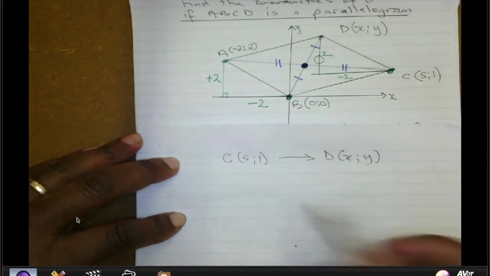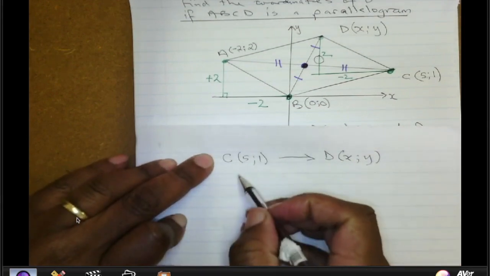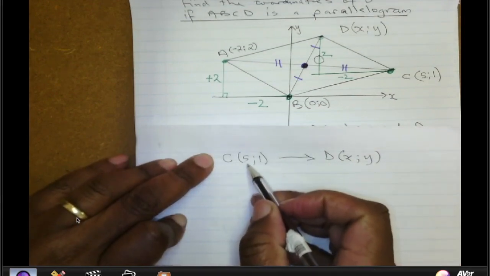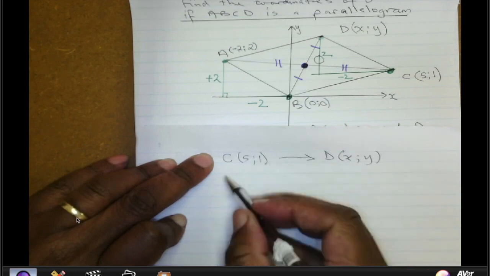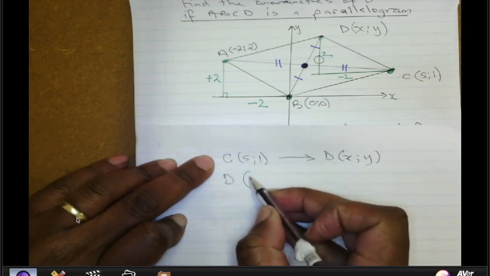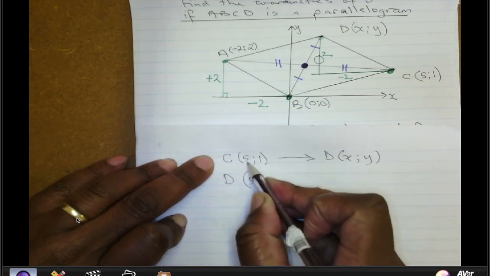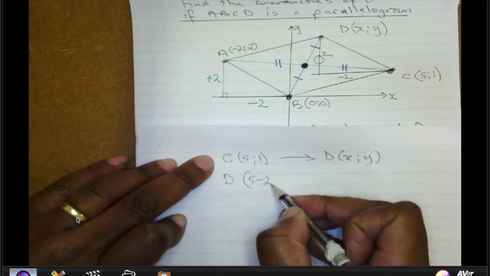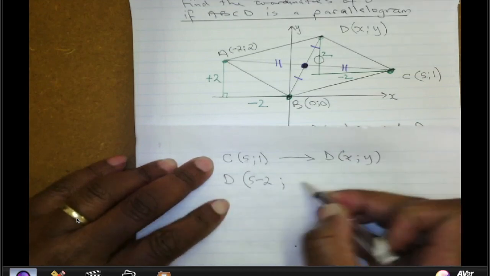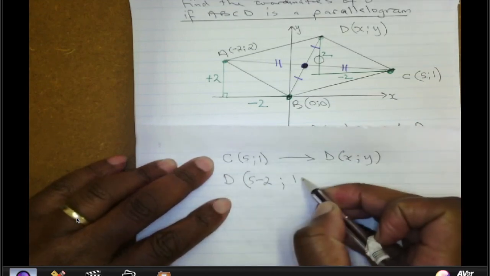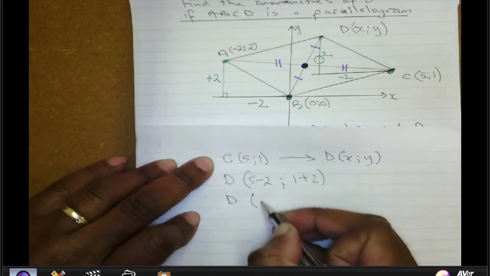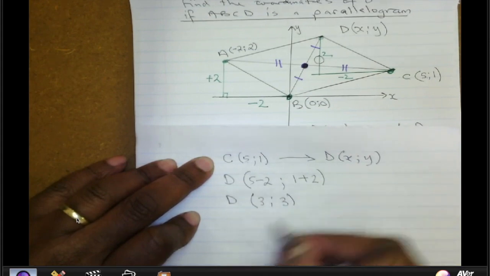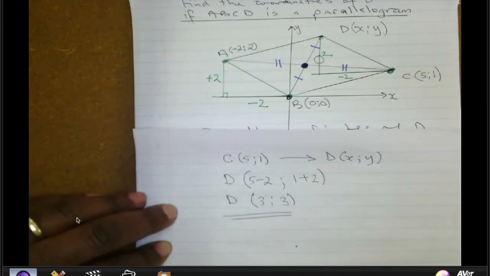And we are saying for us to achieve this, we need to move 2 units to the left, which means we must subtract 2 from the x coordinate, and then move 2 units up, which means we should add 2 to the y coordinate. So in order to get D, we need to take the 5, which is there, and subtract a 2 because we are moving to the left, and then the 1 should be added to 2 because we need to move 2 up. So you will notice that this will give us the same coordinate for D, which is 3 and 3.